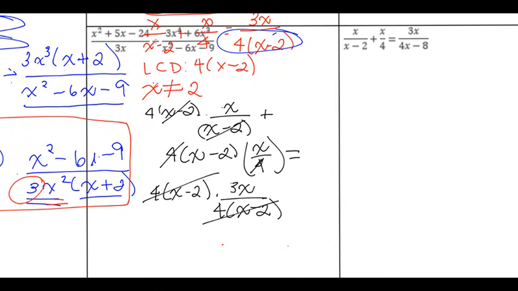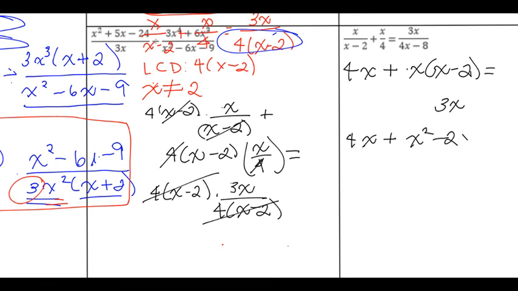Okay, so what I'm left with then is 4 times x plus x times x minus 2 is equal to 3x. Just go ahead and simplify so you have no parentheses left. 4x plus x squared minus 2x is equal to 3x, which gives me x squared plus 2x is equal to 3x. And this step tends to confuse a couple of kids, but you want to remember that quadratics we always solve by setting equal to 0.